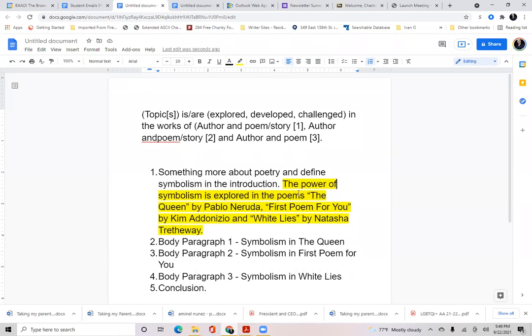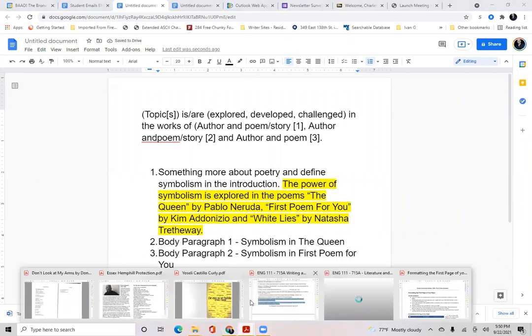So I just wanted to give one more look at how you can approach the assignment and how a thesis statement would say. It clearly states the power of symbolism explored in the poems The Queen by Pablo Neruda, The First Poem for You by Kim Addonizio, and White Lies by Natasha Trethewey. And so when I read this, I'm clear that you're going to talk about symbolism in The Queen, and then you're going to speak about symbolism in The First Poem for You, and then in White Lies. Okay. And then you're going to write a conclusion to the essay.